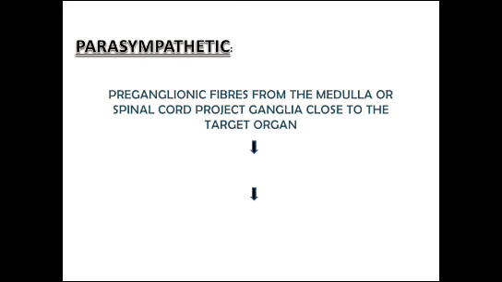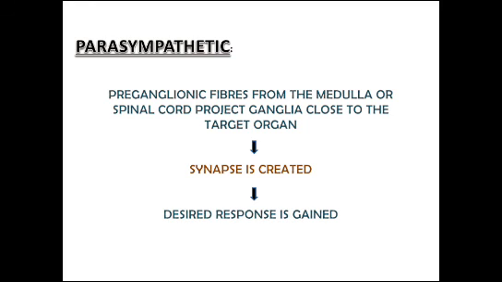See, there is the involvement of ganglia in the parasympathetic nervous system. The preganglionic fibers from the medulla or the spinal cord project to ganglia close to the target organ. These are not directly connected to the organ. Rather, there are ganglia which are close to the target organ. A synapse is created. What is a synapse? A synapse is a gap from the ganglia to the organ. Since they are not directly connected, there is a gap through which the impulses are transferred, and this gap is known as the synapse. And once the synapse is crossed and the impulses are moved, we get the desired response. So that is why the parasympathetic is a slower system as compared to the sympathetic nervous system.